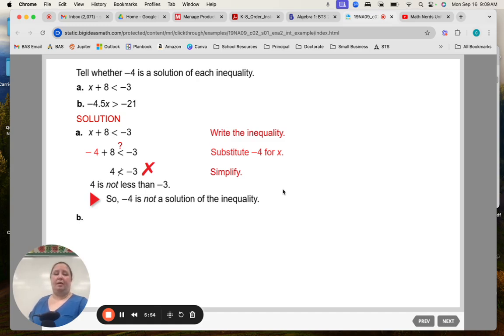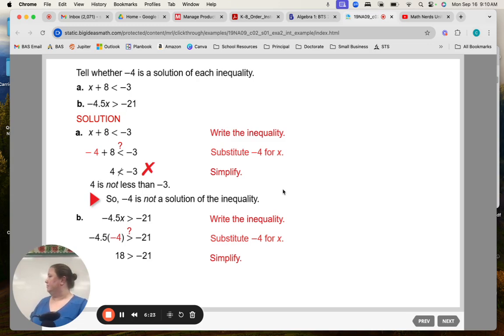Okay, for B, negative 4.5x is greater than negative 21. So we're going to plug in the negative 4 where x is. X is next to 4.5, so what kind of math is that? Multiplication. So we're going to put it in parentheses like this. Now we have negative 4.5 times negative 4. A negative times a negative is a positive. 4.5 times 4 is 18?